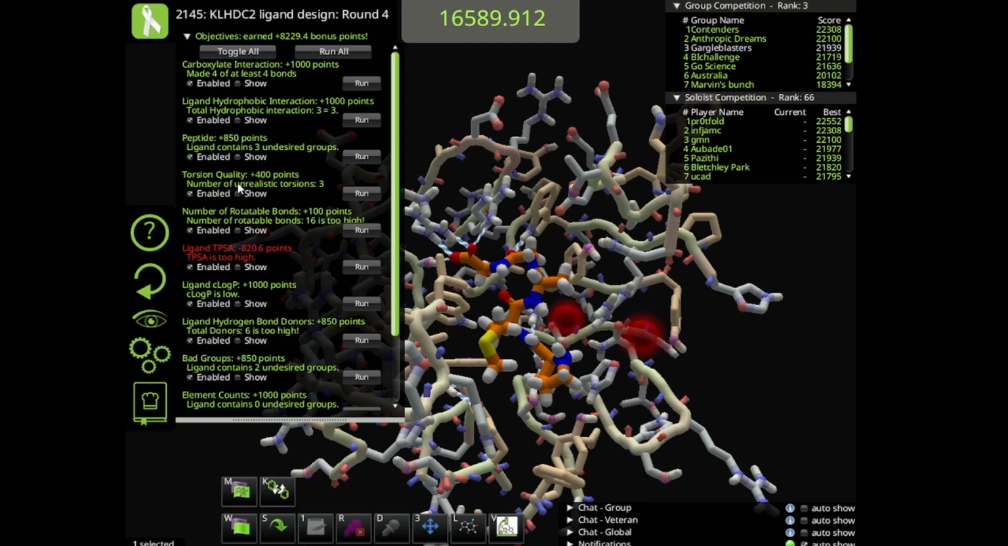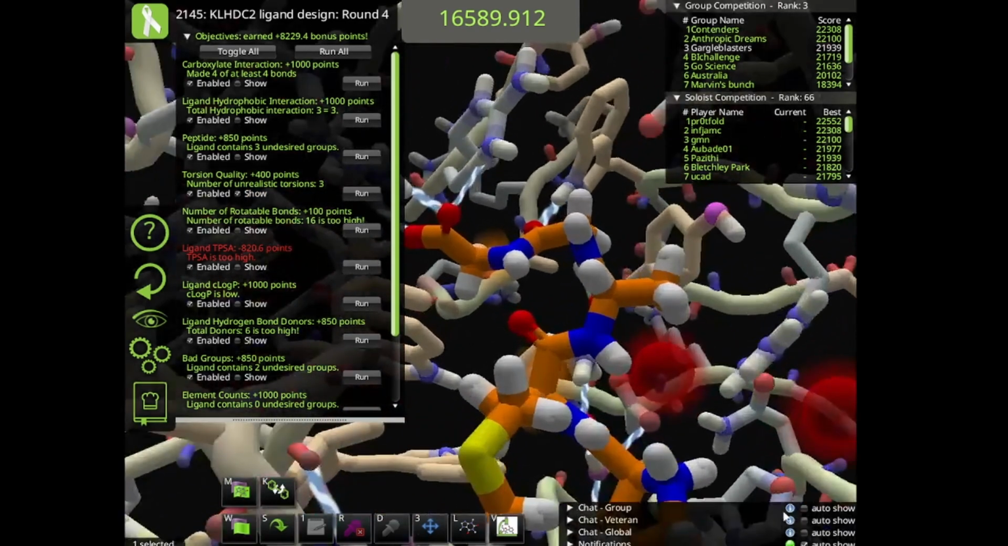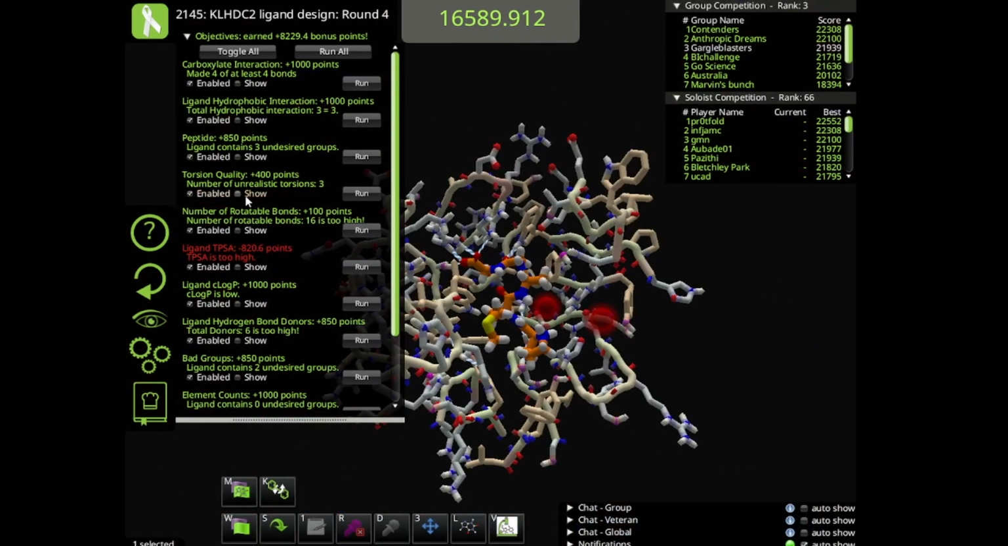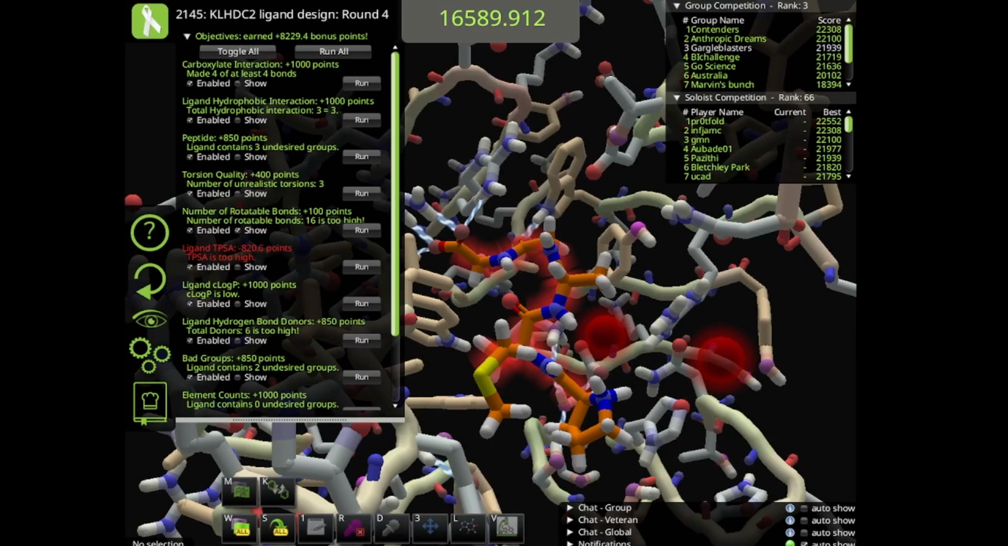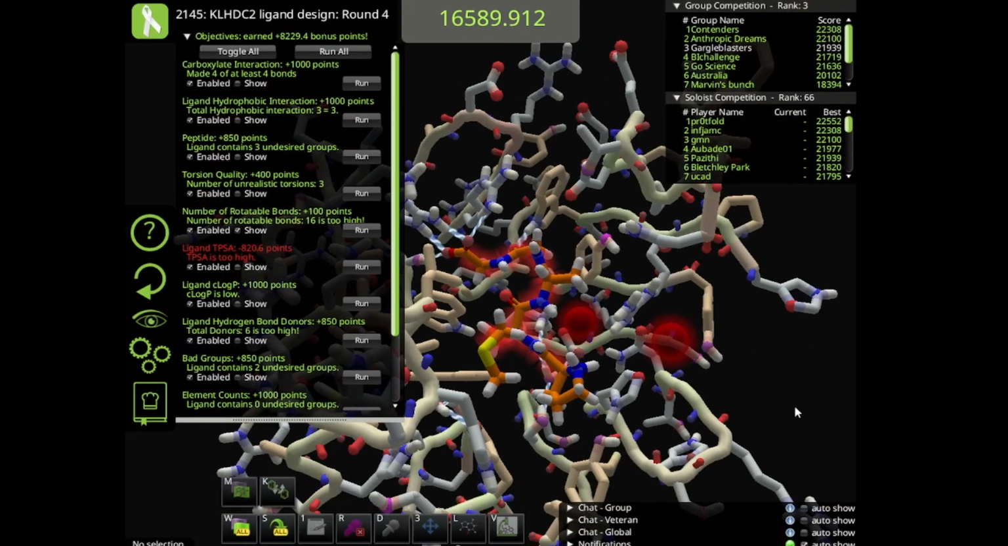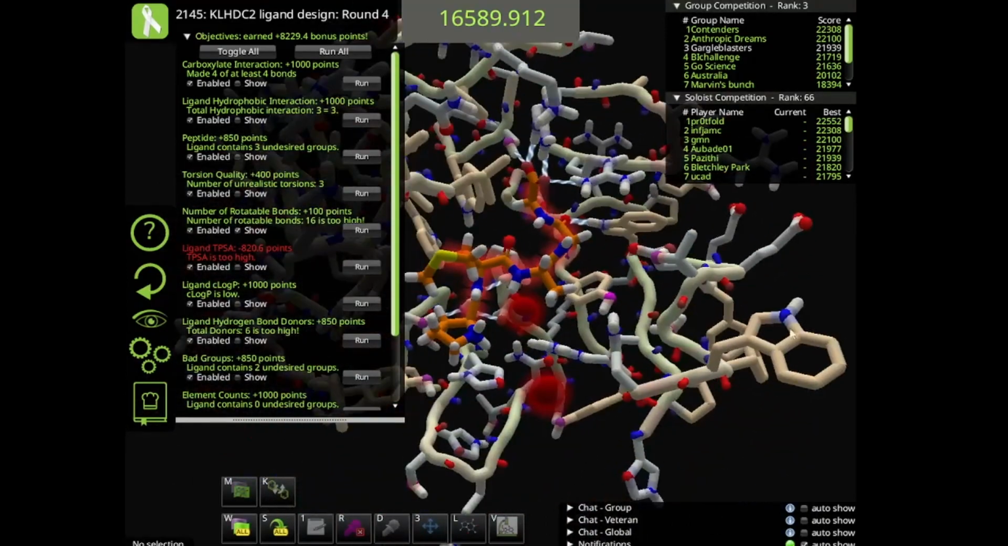And there's torsion quality. These highlighted bonds have unrealistic torsions, and we can adjust them with the tweak ligand tool. I will show you how to use it later. And there is number of rotatable bonds. A rotatable bond is literally a bond that can rotate, which is not a double or triple bond, or a bond that is not in a ring.